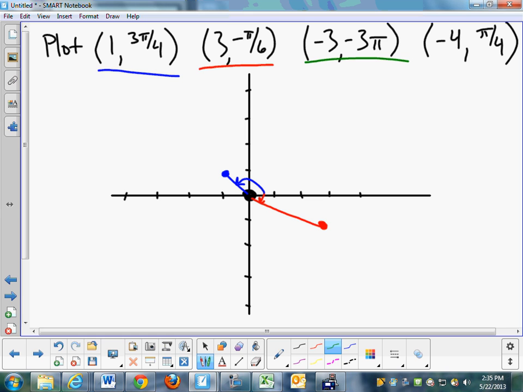Well, negative pi is going to be here. Negative 2 pi, negative 3 pi places me right there. And then if it was positive 3, I would extend 3 along the negative part of the x-axis. But it's a negative 3, so instead of going to the left, I'm going to go, in this case, to the right.